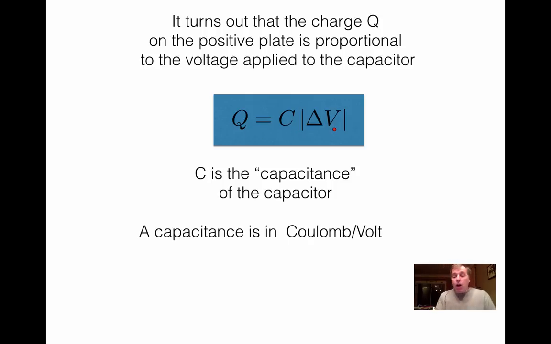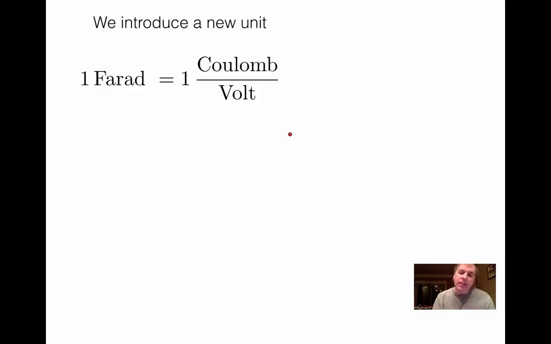Okay. Now, from the units here, you can see for this equation to work, Q is in coulombs, delta V is in volts. So for the equation to work, the capacitance C must be in coulomb per volt. Now, we give a special name to that unit. As a coulomb per volt, we define a new unit that we call a farad. So 1 farad is 1 coulomb per volt. And the farad is a unit we use to give the capacitance of a capacitor.